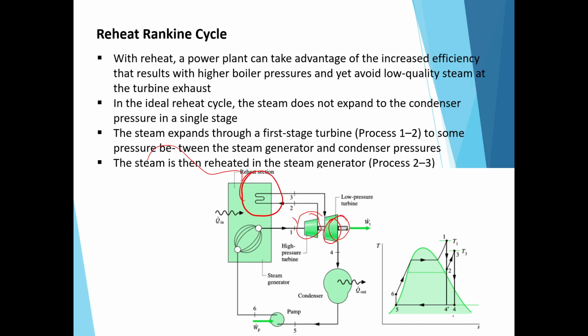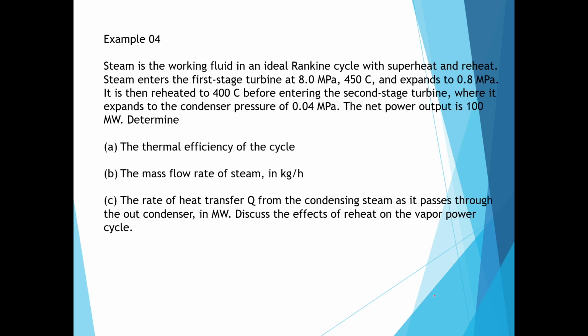Then we expand it 3 to 4, that means isentropic expansion in the low pressure turbine, right. So this is how it looks in the TS diagram for the reheat Rankine cycle. So then we have an example.